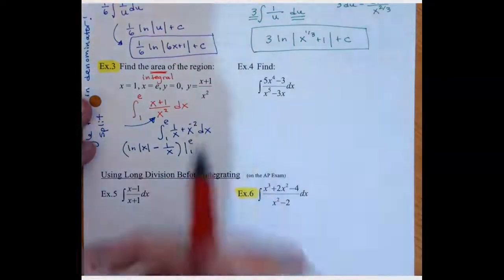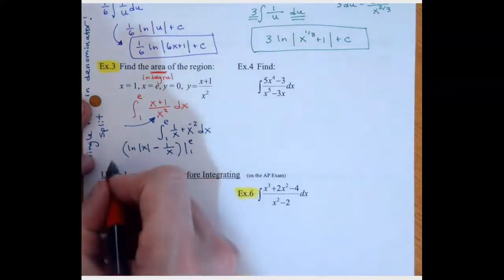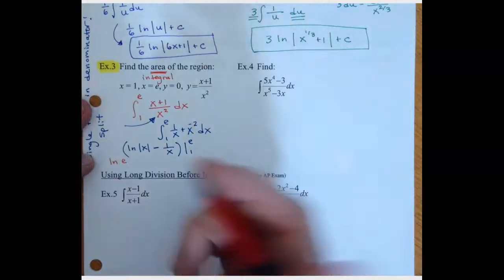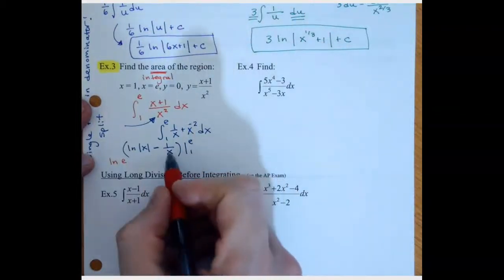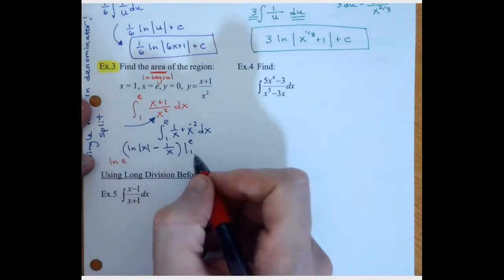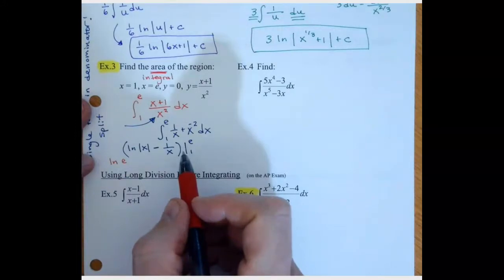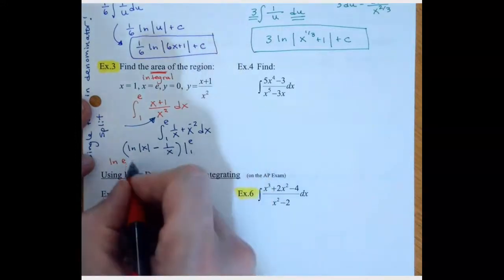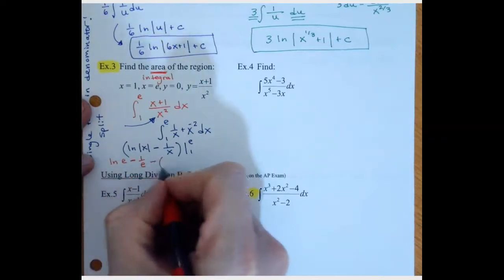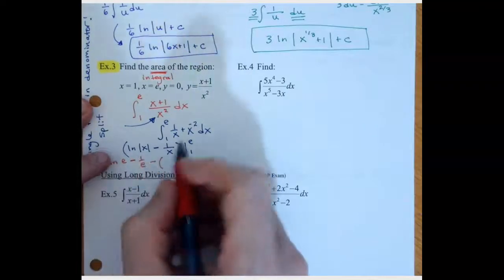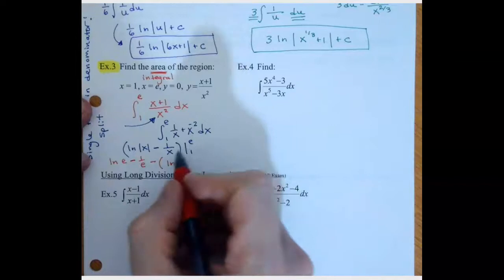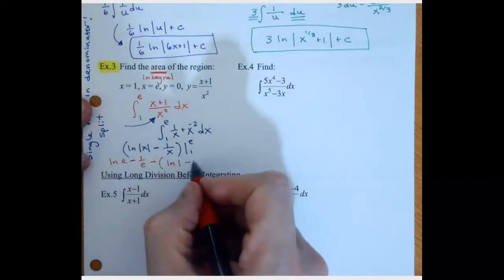Okay, so if we plug e in here, we're going to have the natural log of the absolute value of e, but the absolute value of e is just e, so I can put that. And then minus 1 over e, and then minus, I need to be careful here, I need to put parentheses because I'm plugging this back into both of these. So that's going to be the natural log of 1 minus 1.